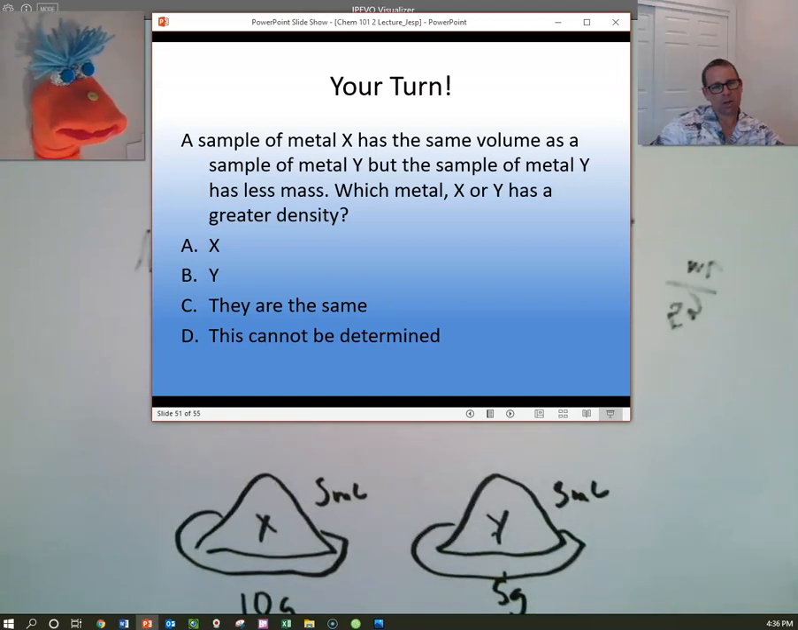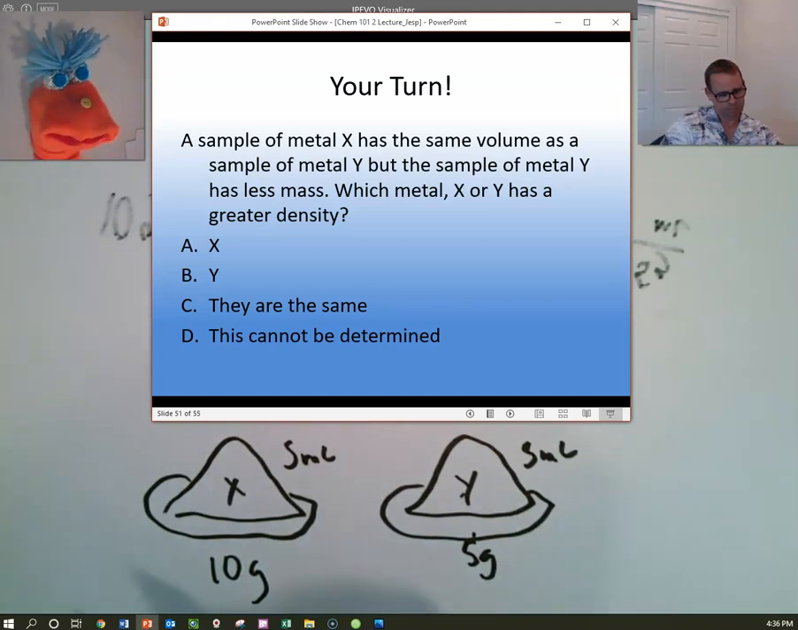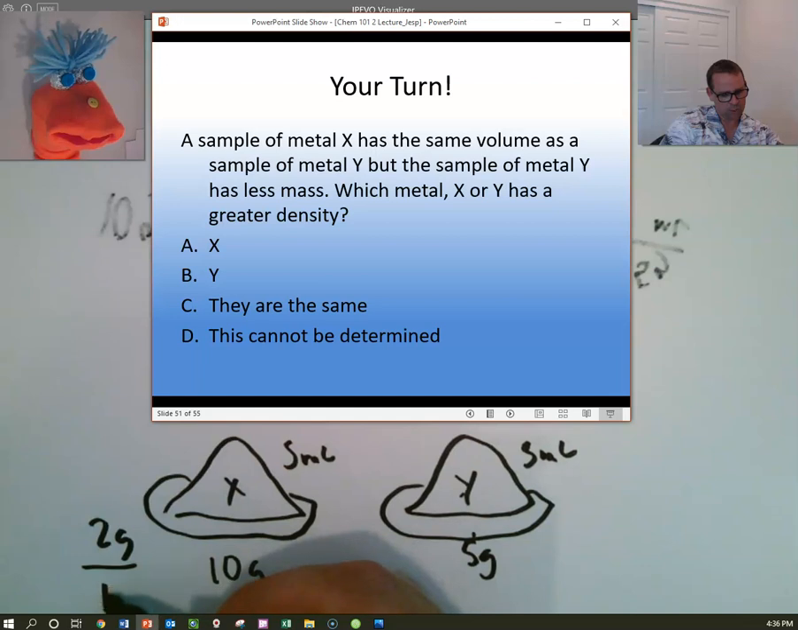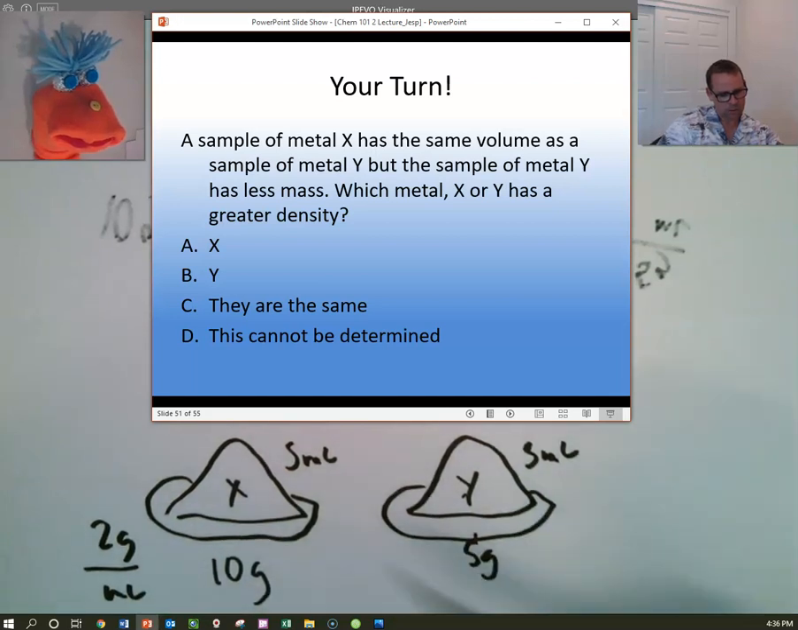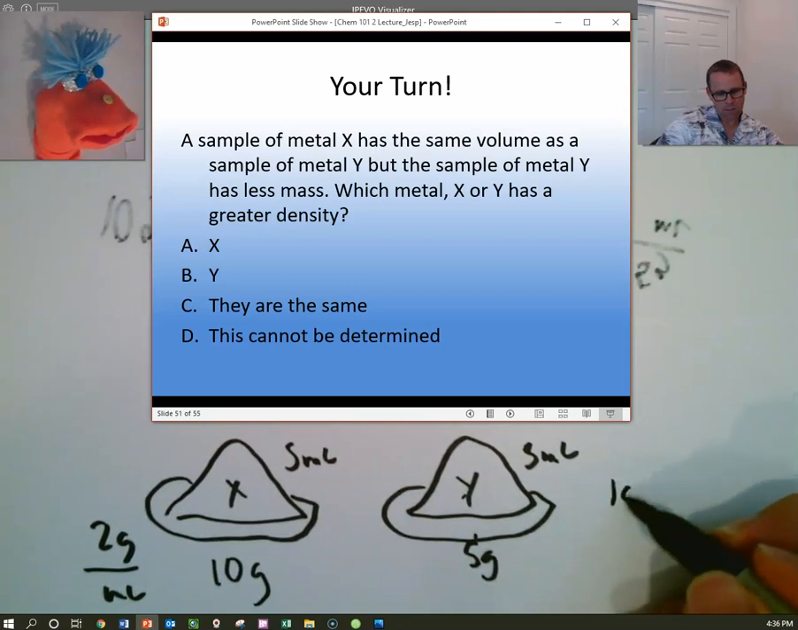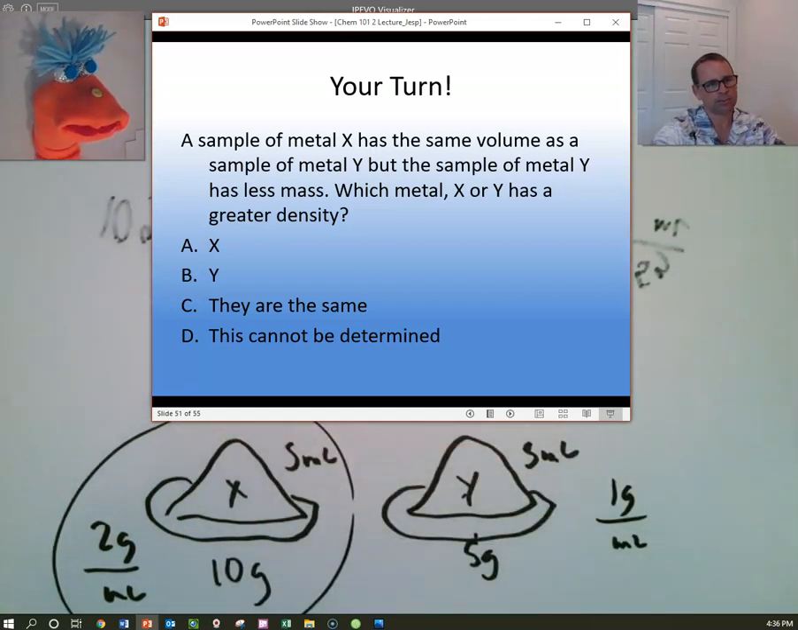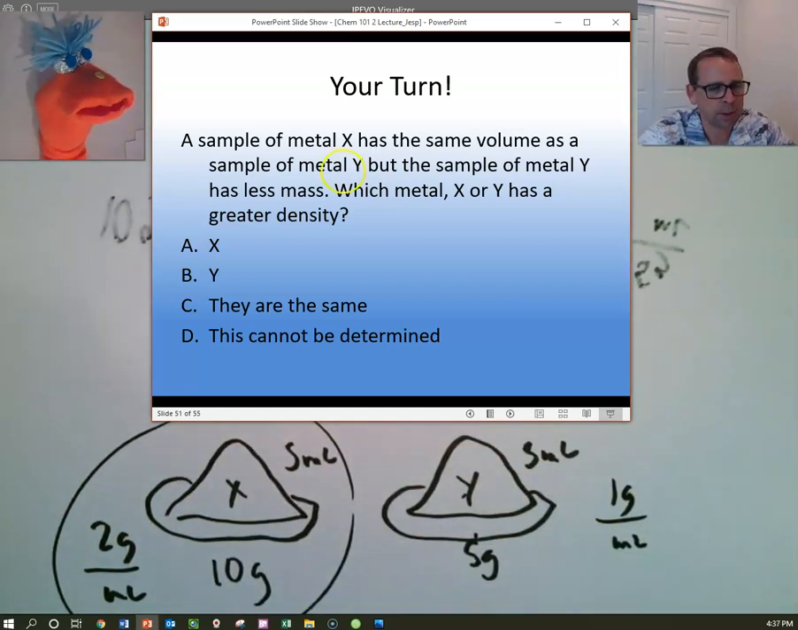All right. So now, given these numbers, now these are just made up numbers, right? But why can we do that? Well, it might help us. Here, I think it's going to help us because X has a density of 10 divided by 5. That's 2. All right, 2 grams for every milliliter. 10 divided by 5. But here it's what? Just 1. 1 gram for every milliliter. Very good. So we can see that X has the larger density, the greater density. Yeah. Okay, good.